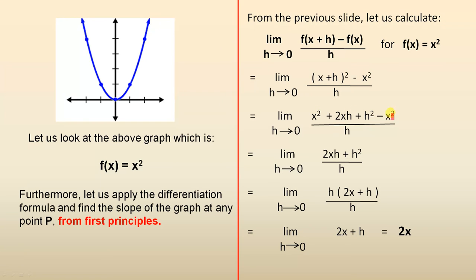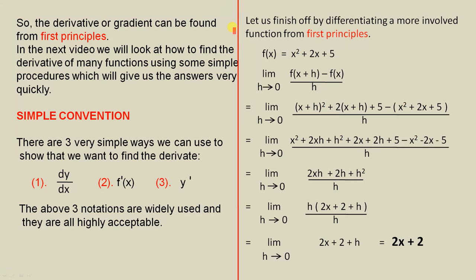We simplify the numerator. The denominator is still h. We simplify the numerator again. That gives us 2xh plus h squared. We factorise to get to this line. We cancel the h's out. And that gives us the limit of 2x plus h as h approaches 0, and the limit is 2x. So that is the gradient at the point P. Wherever P is on that curve, the slope is 2x. And that's been calculated from first principles. So the derivative or gradient can be found from first principles.